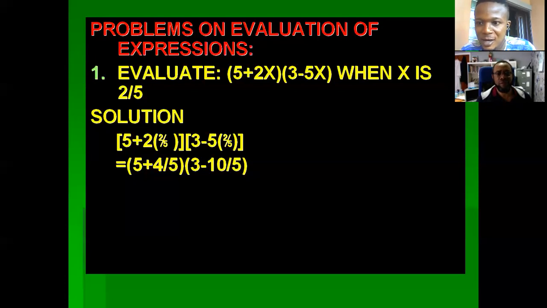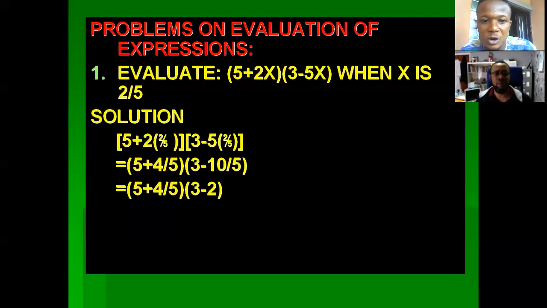Then coming down, that 10 over 5 can give us a whole number 2, because when you divide 10 by 5, it gives us 2. Can you see there? With your calculator, 10 by 5 is 2. It's a whole number.